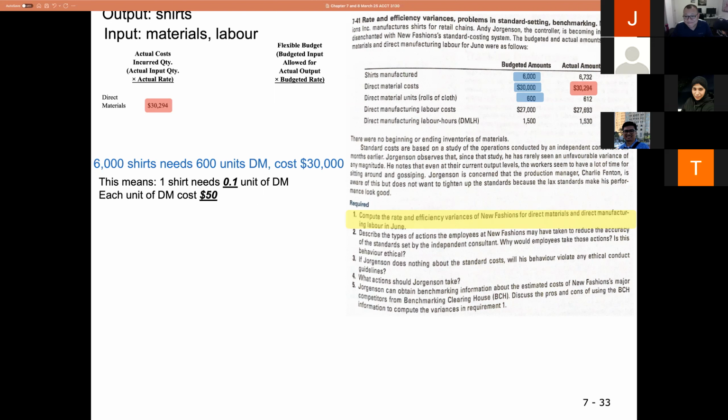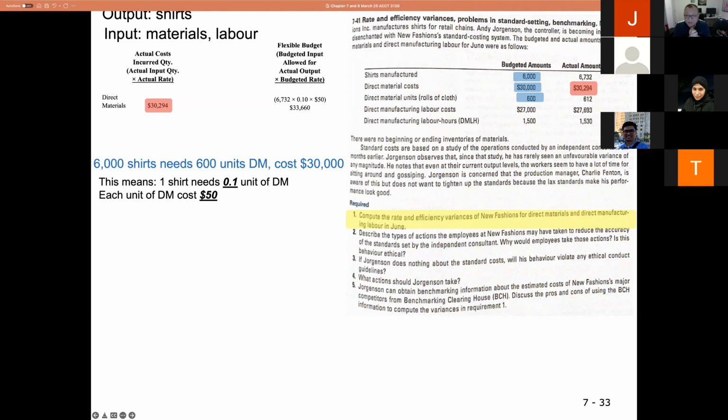6,732 times 0.1. Yes, very good. So you use the actual output. This is how many shirts, and each shirt is going to need 0.1 roll of the cloth, and each roll is going to cost you $50. So that is your budgeted amount. According to your flexible budget, this is how much the direct material cost will be. Okay, is this clear? It's important you understand this. Is this clear?